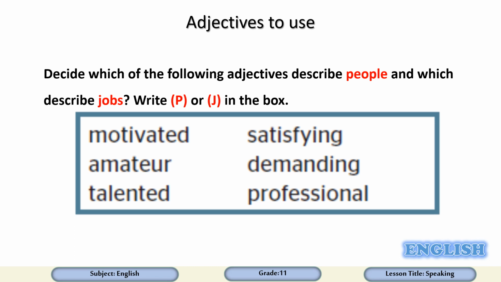Number 1, motivated, very good, it's used to describe people. Amateur, very good, it's also used to describe people. Talented, yes, very good, another adjective that describes people. Satisfying, yes, thank you, it describes jobs. Demanding, very good, it also describes jobs. Finally, professional, very good, it describes people and it's the opposite of amateur.